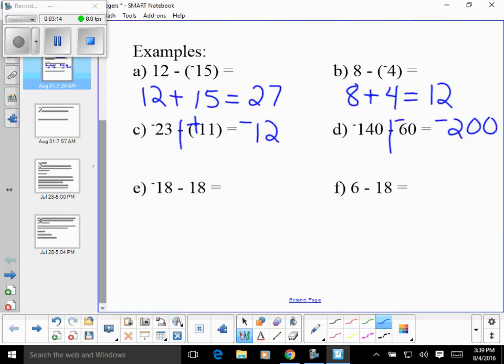If you want to try these last two, hit pause, and then I will put on the correct answers. Okay, we're going to add the opposite. So our answer is going to be negative 36. Now in F, we're going to add the opposite. The negative 18 has the bigger absolute value, so my answer is negative, and 18 minus 6 is 12. So my answer is negative 12.